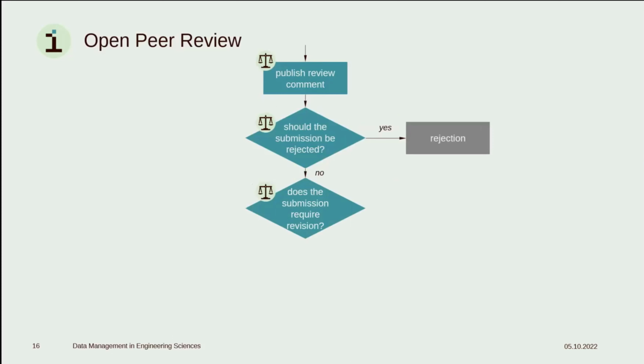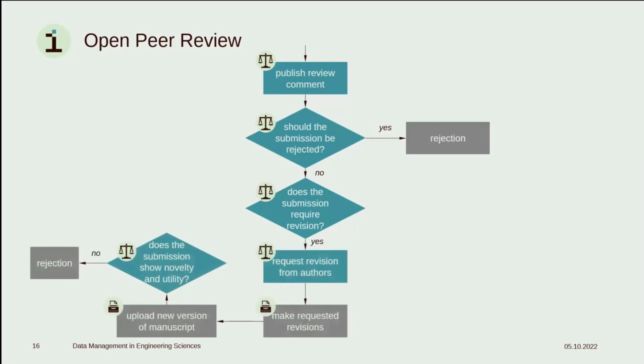If it is not rejected, topical editors have to check whether the submission requires revision. Since this is usually the case, we will look at this branch, the decision first. Revision, the topical editors request revisions from the authors, who make those requested revisions and upload a new version of their manuscript or descriptor. And then, of course, topical editors have to check whether the submission still shows its utility and novelty.